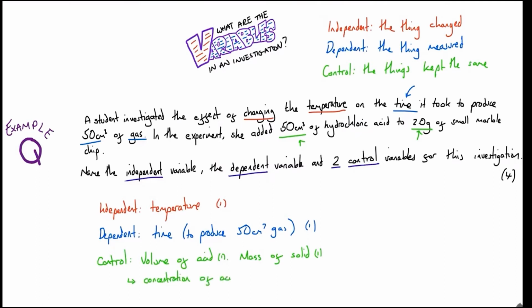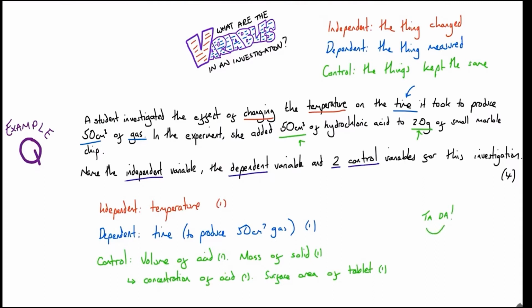So the concentration of acid, and then the marble chip, is it going to be a powder? Is it going to be a small marble chip? Well, it's saying small, so keep it small. Keep the surface area the same. And that really is all there is to it. So you should be able to now pick out from any experiment what the variables are.